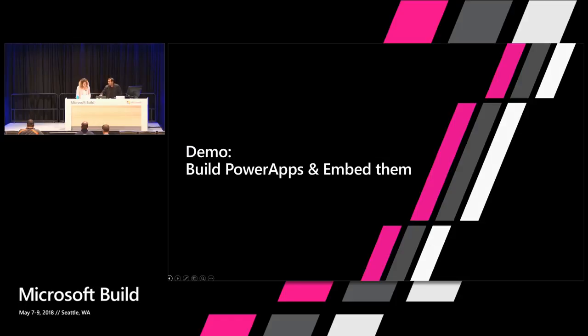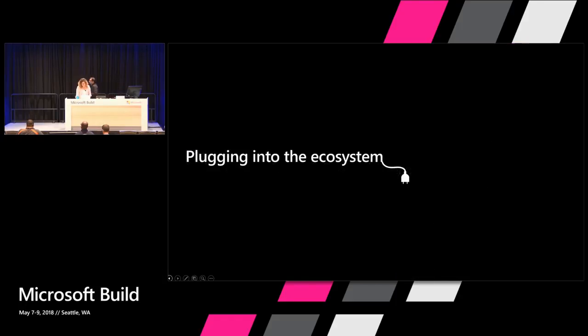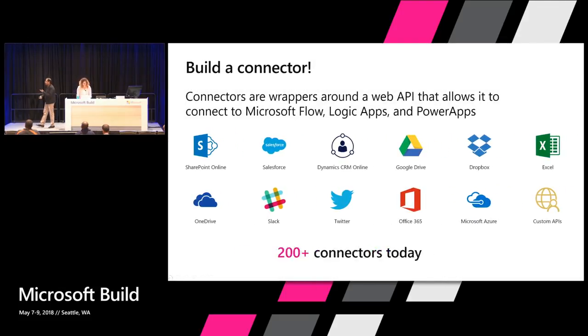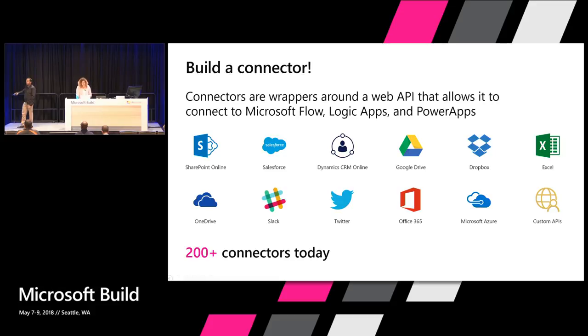Thank you, Emma. So what we've seen so far is how you can build a flow. We've also looked at how you can build a Power App. The next thing we want to talk about is how do you, as a professional developer, plug into this ecosystem? Well, the best way to do that is by building a connector. What is a connector? Connectors are wrappers around a web API that allows it to connect to Flow, Logic Apps, and Power Apps. So all three products use the same exact interface. In fact, all of these services that you see in Flow today started off as connectors.